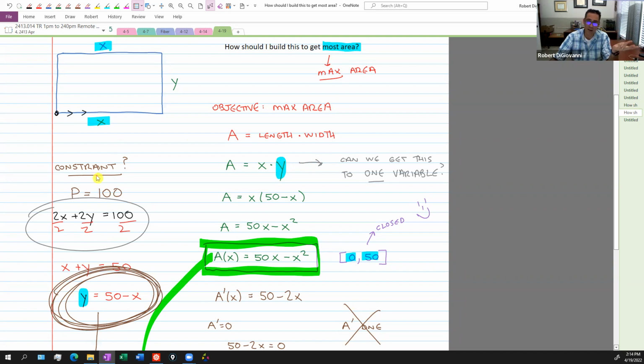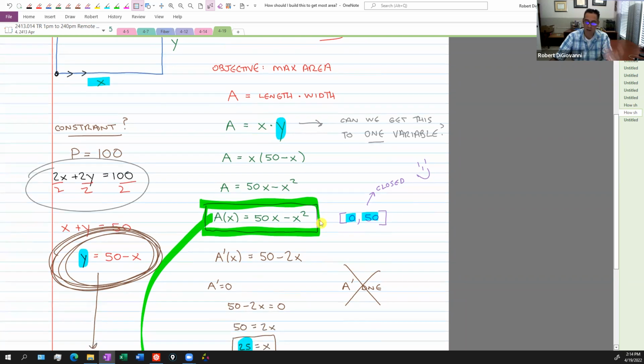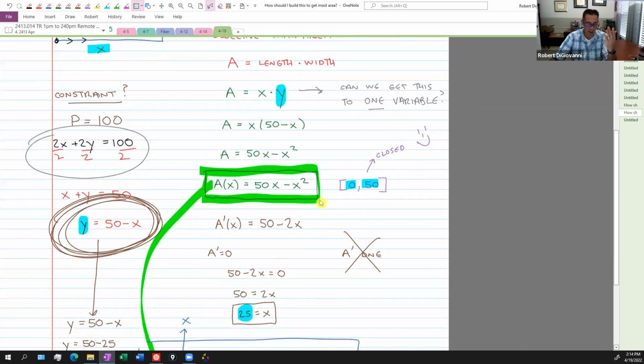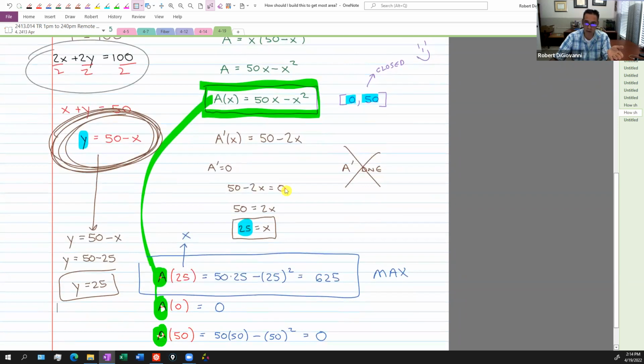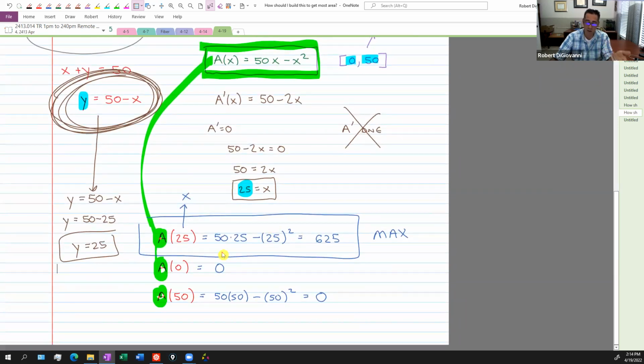Well, I had a constraint. I knew that I had a fixed perimeter. So I solved for y and replaced it in here. That was a nice polynomial function. I figured out it was a closed interval, and then I did my closed interval method. I evaluated at the critical numbers and the endpoints. The biggest number out was my max. Boom, I'm done. All right. We good?